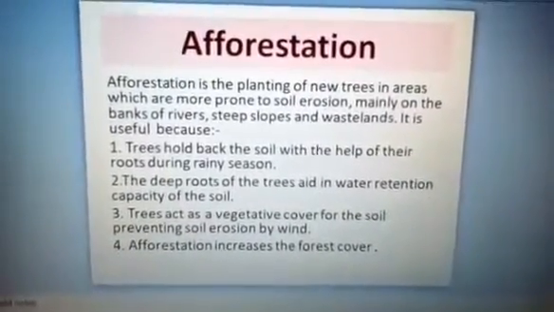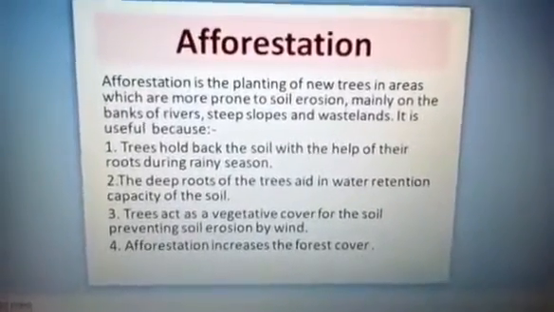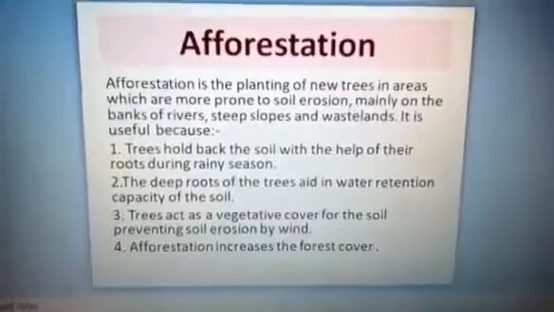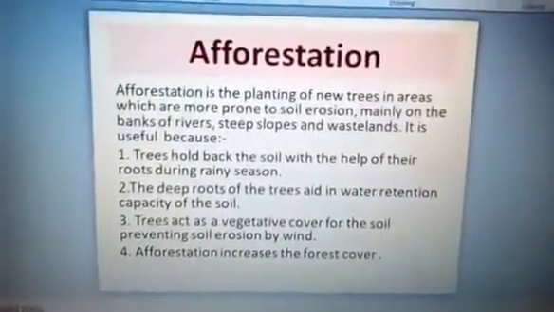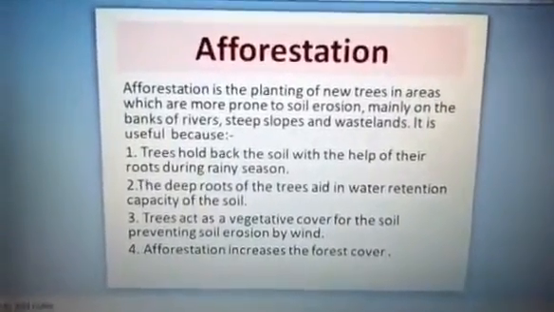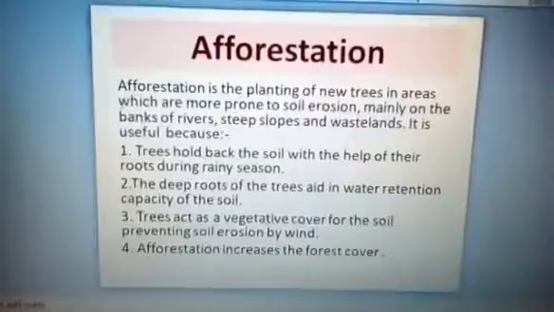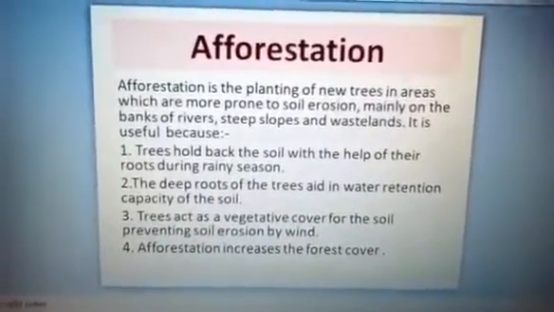So the water is continuously seeping inside the earth, through the layers of the soil, and it is creating a reservoir, that is the water table below the earth's surface. So it helps in the water retention capacity of the soil also. The third one: the trees act as a vegetative cover for the soil, preventing soil erosion by wind.